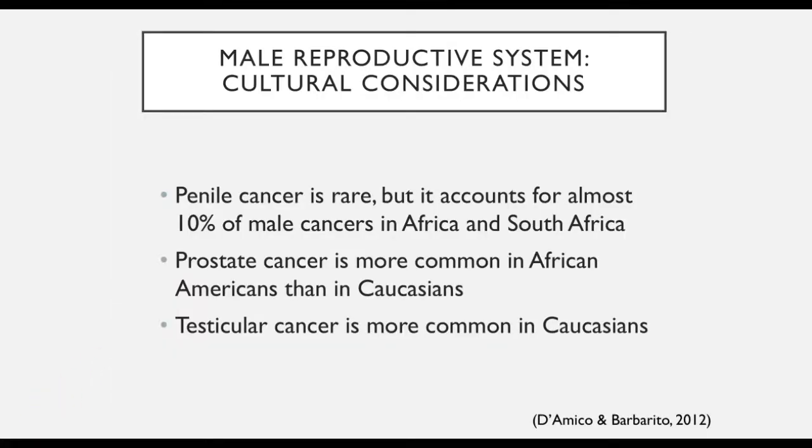So, cultural considerations for the male reproductive system. I realized that I neglected to cover the cultural considerations for breast, so I will go back and do that, but let's continue to talk about the male reproductive system. Penile cancer is very rare. It does occur, but it's rare, and it accounts for about 10% of male cancers in Africa and South Africa. So it's rare in the United States, I should say, and among Caucasians, but there is a higher incidence in Africa and South Africa. Prostate cancer is more common in African Americans than in Caucasians, and testicular cancer is more common in Caucasians.